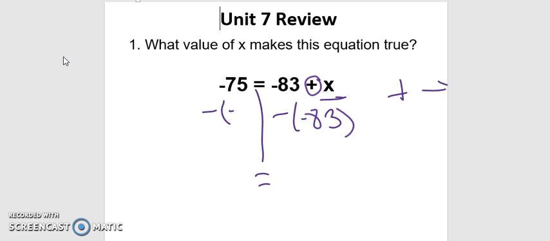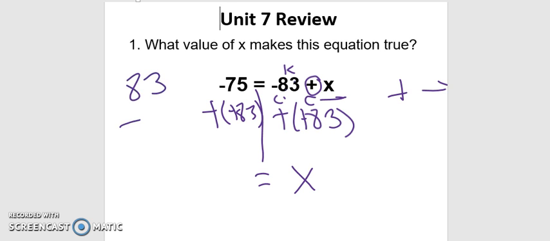Remember, when I subtract with integers, I'm really adding the opposite, or I'm using keep, change, change. So negative 83 plus 83 gives me 0, so I'm left with x. Negative 75 plus 83 is really 83 minus 75, which is 8. So x is equal to 8.